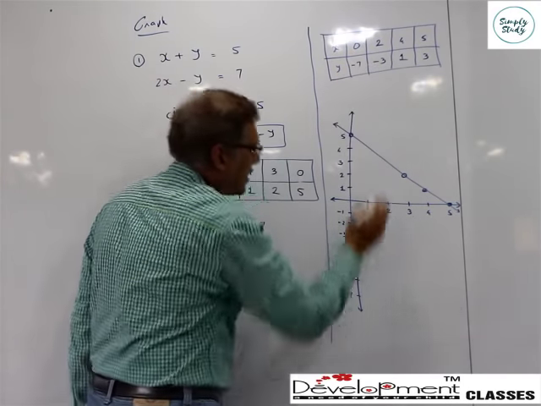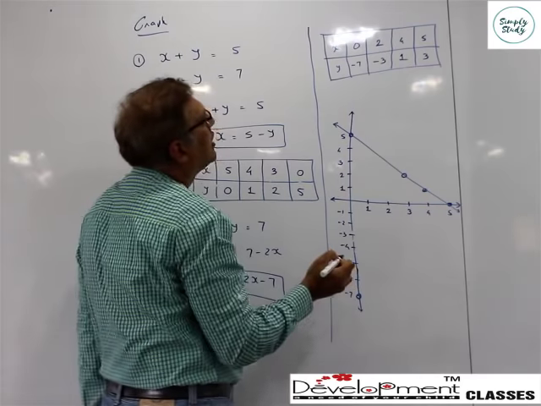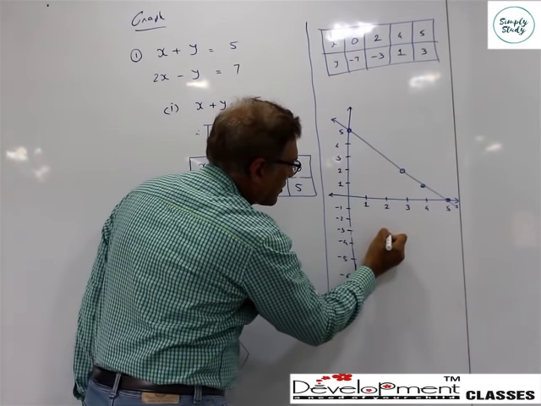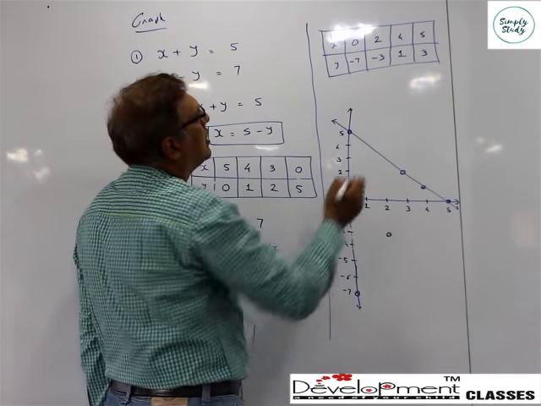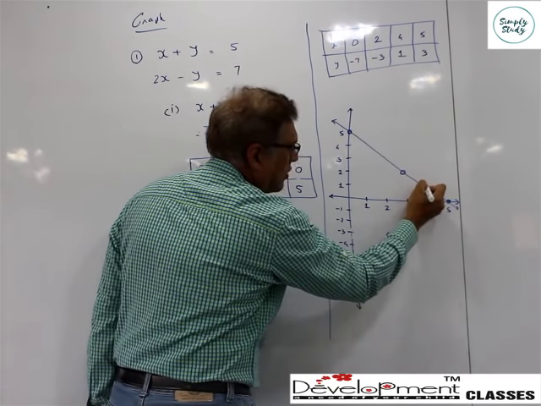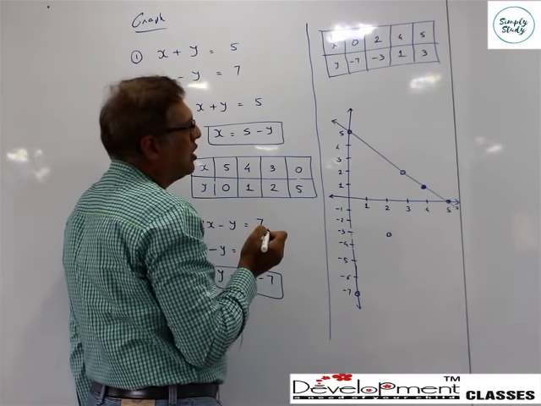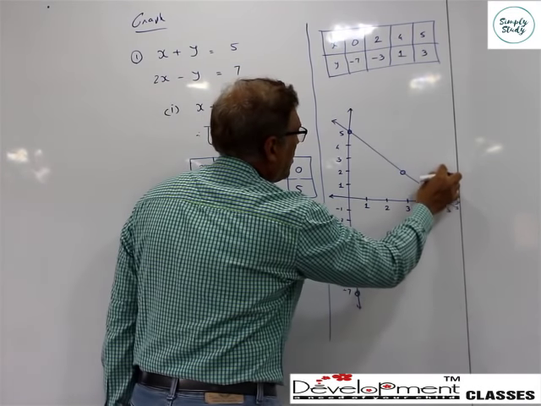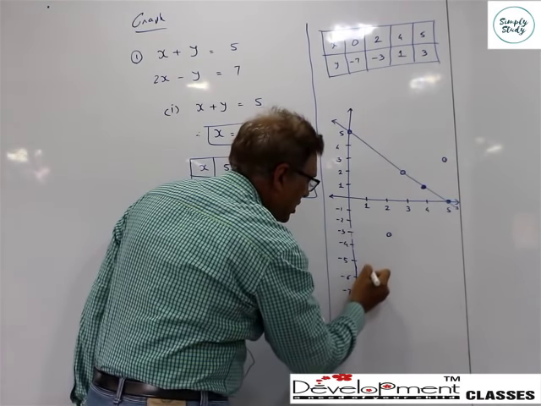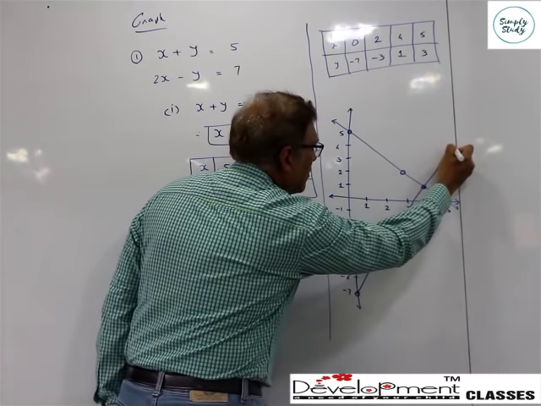First is (0, minus 7). So this one. (2, minus 3). So this is 2, this is minus 3. This is the point. (4, 1). (4, 1) is the same point which we got in the earlier equation also. And (5, 3). This is 5 and this one is 3. Again connect it with a straight line.